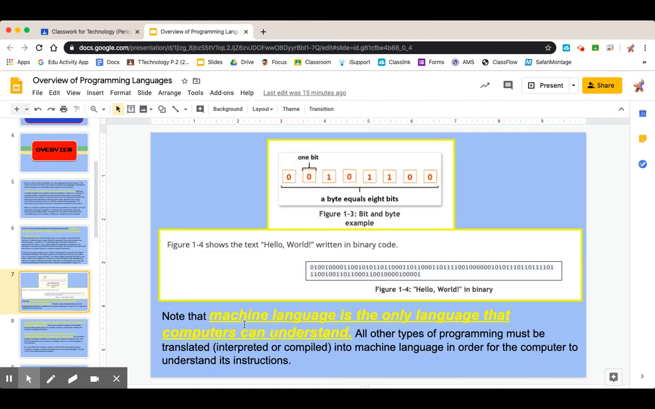And then a quick note there at the bottom of this slide. Machine language is the only language that computers can understand. So all the other languages, the assembly language and the high-level language, have to be converted into machine language for a computer to understand. So again, that's highlighted, so it might be important to remember.